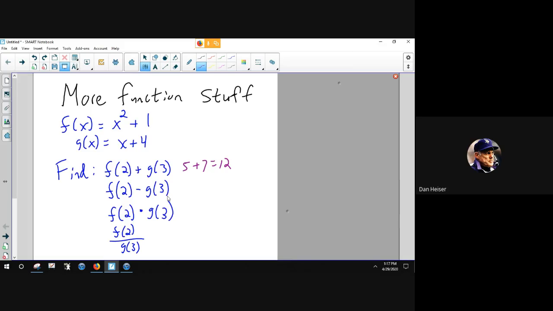Next one is a difference of two functions. So again, we'll evaluate f at 2, evaluate g at 3. We already know what f of 2 and g of 3 are. So this time it comes out to be -2. And then we take a product of those two. We get 35. And then last, we take their quotient and we get 5/7.